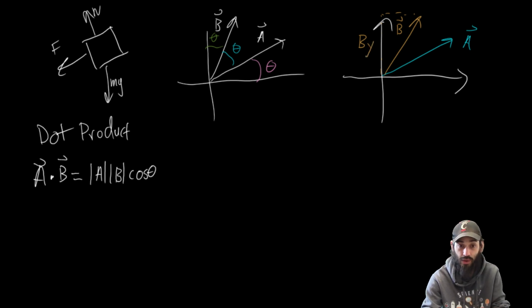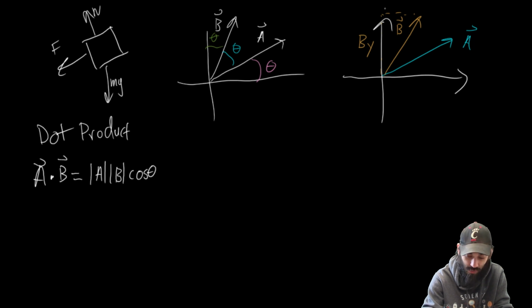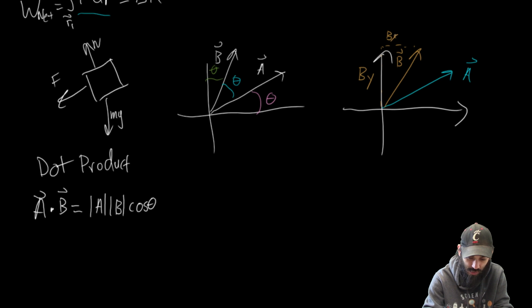Okay, so that's the y component. And there's some x component. We can say that this is going to be bx. So b is broken into components now. And a could also be written in components. So here I have some ay, and here I have some ax.